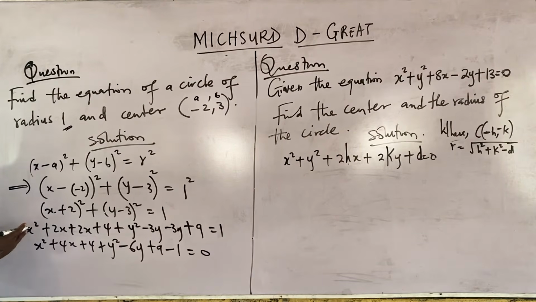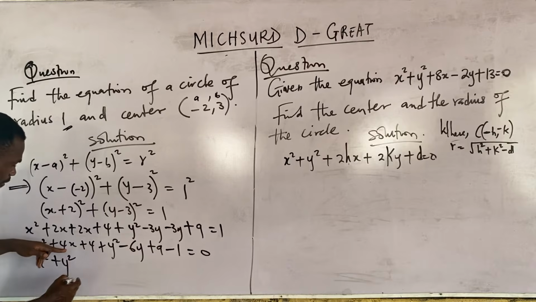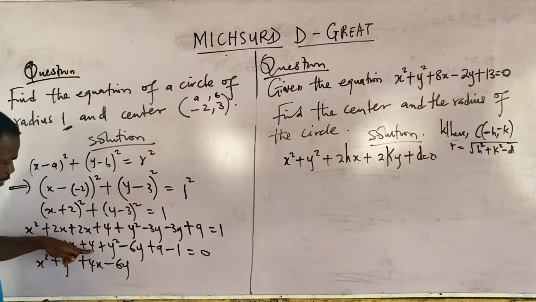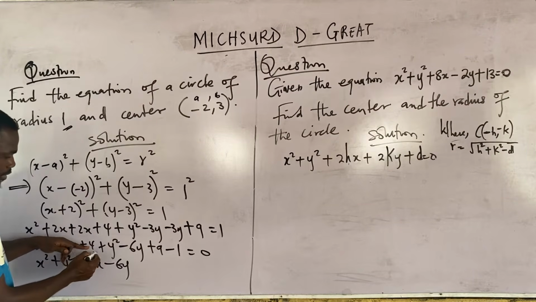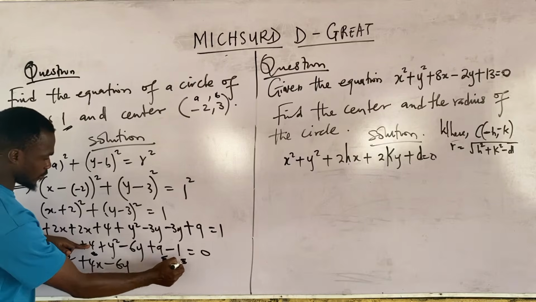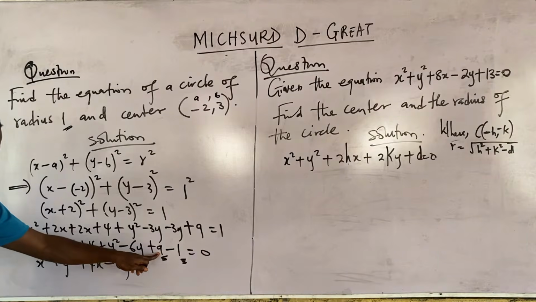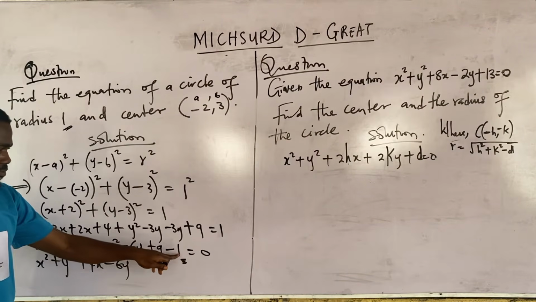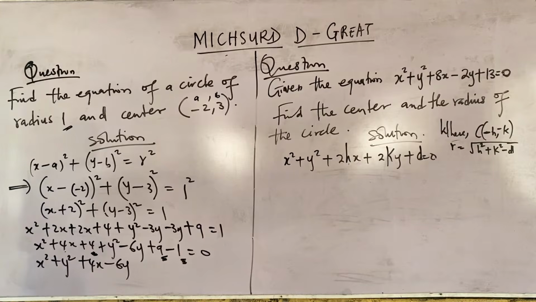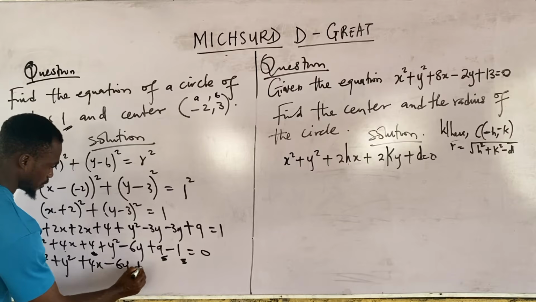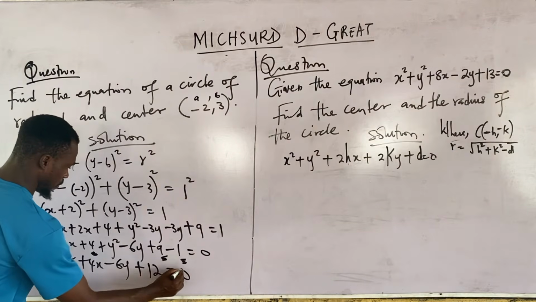Now we can group and collect like terms. We have x², plus y². Now we also have 4x and we have -6y. Now the ones without the variables x and y are 4, 9, and 1. So 4 plus 9 will give us 13. 13 minus 1 will give us 12. So we have plus 12 equal to 0.